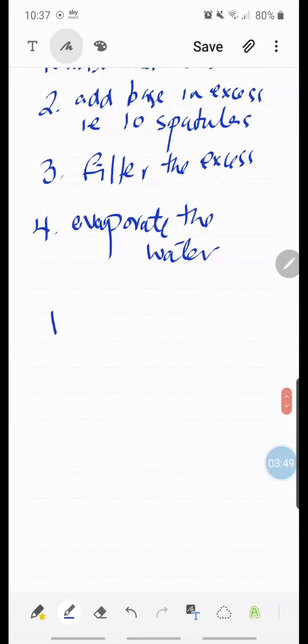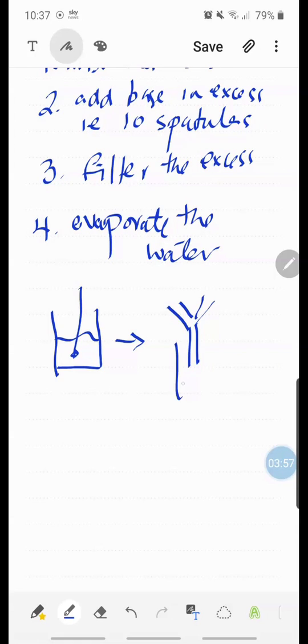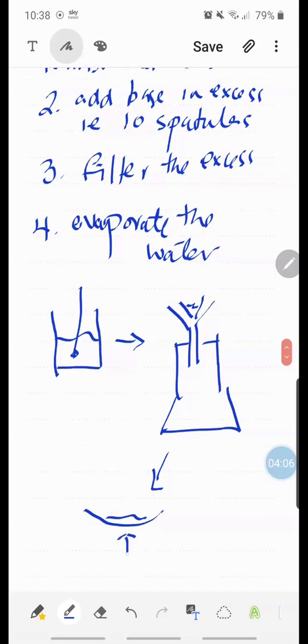Diagram: Number 1, beaker, stirring rod. Number 2, filter, conical flask. Number 3, evaporating basin, heat. So that's lesson 1 on bases and salts.